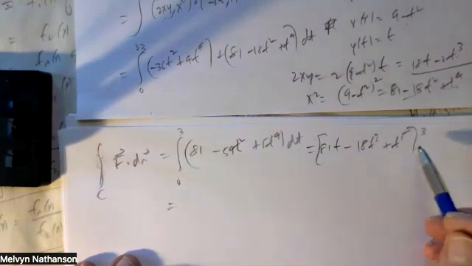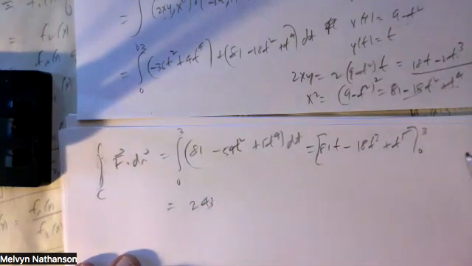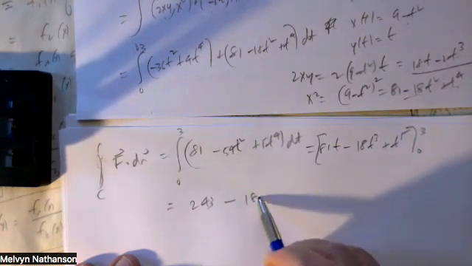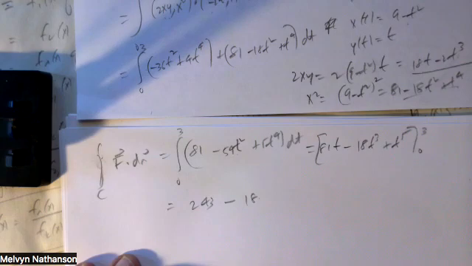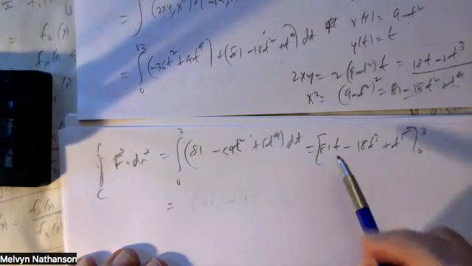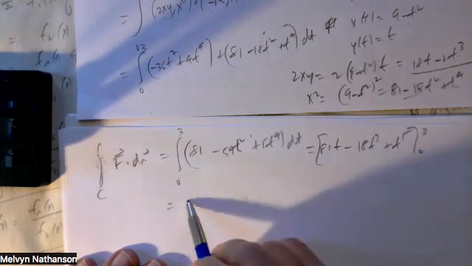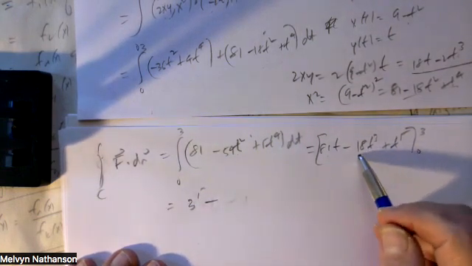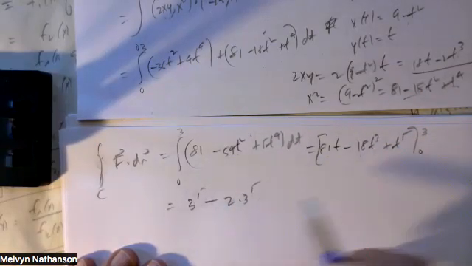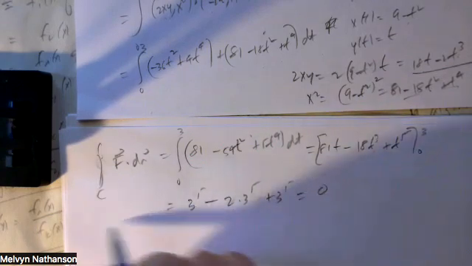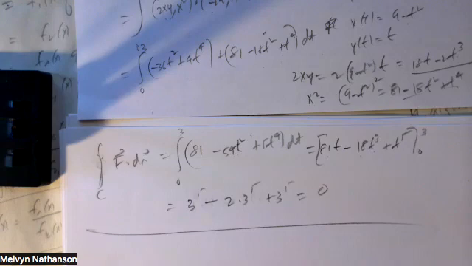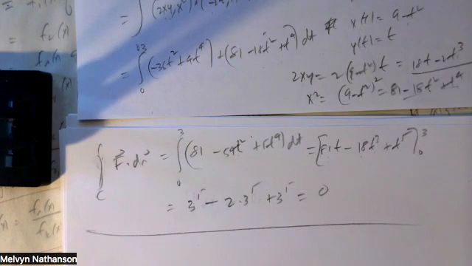So this is equal to 243 minus 18 times 27. Let me just write everything in terms of powers of 3. So 81 times 3 is 3 to the 5th, minus 2 times 3 to the 5th, plus 3 to the 5th, that's 0. Hmm. I got 0 when I calculated this line integral directly.